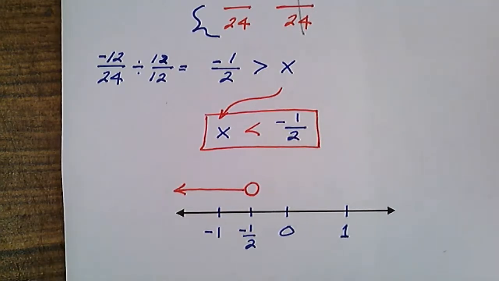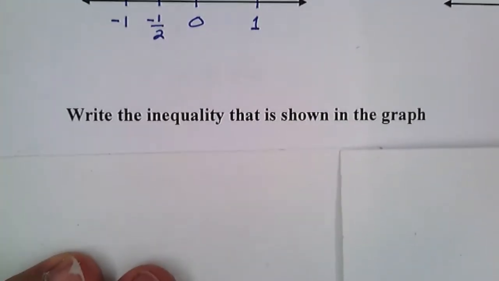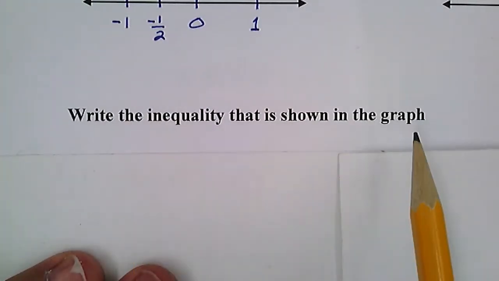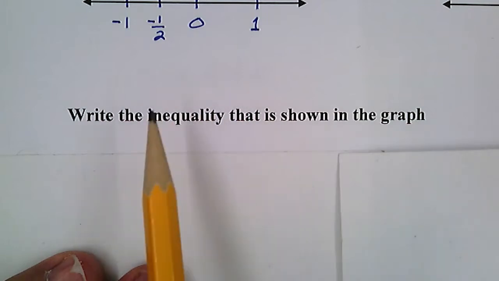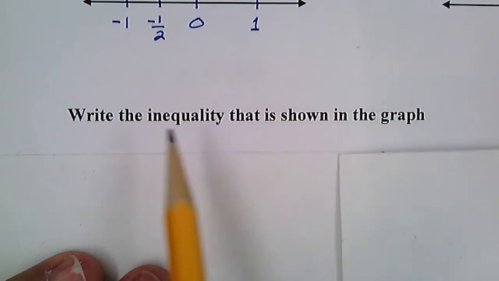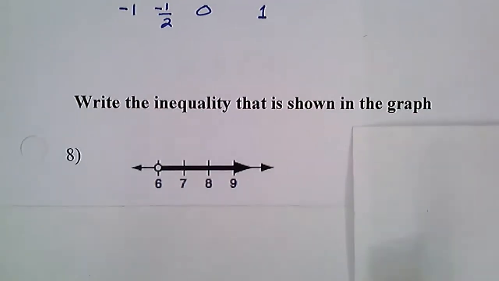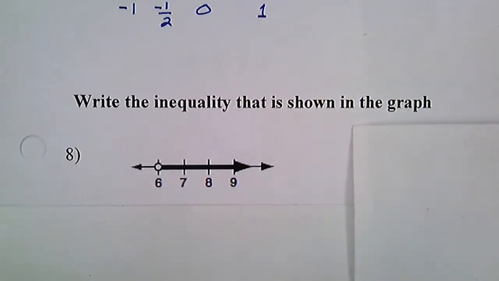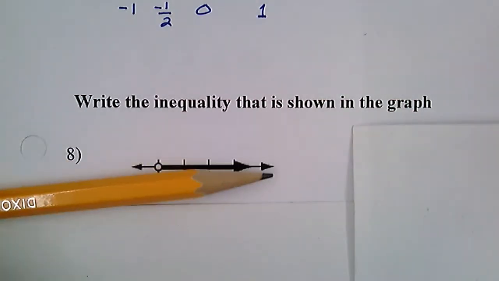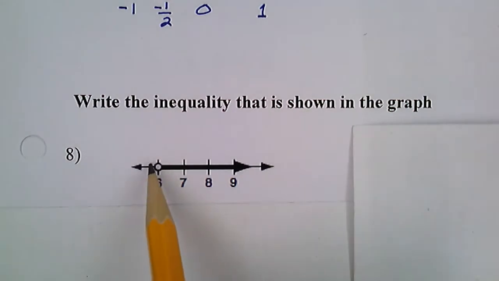And then I'm going to do one more of this section, in this bottom section here. It says, write the inequality that's shown in the graph. So now I'm going to give you an actual inequality that's already graphed, and you need to write what that inequality is. If I'm looking at this here, I see that my arrow is going to the right, my pencil is pointing to the right. I see that it's an open circle and it's on 6.